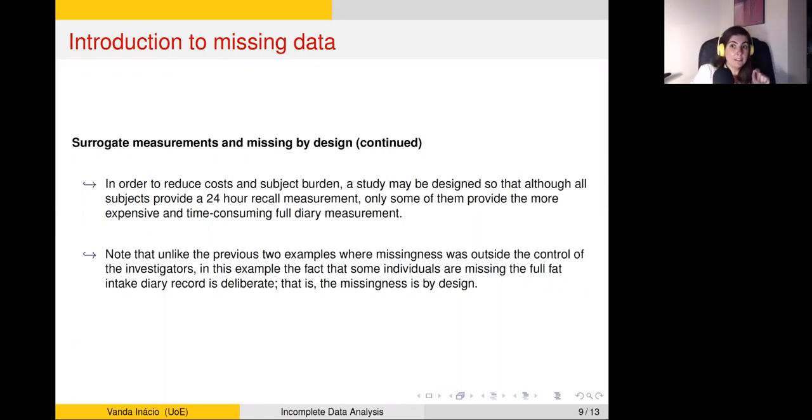We have designed the study in such a way that we know that for some participants, we have the longer fat intake diary missing, and the fact that the missingness in this case is under our control has implications in the analysis. Right now, it's not important what these implications are, but it's important to have the idea that when missing data occur by design, we are in a better position.